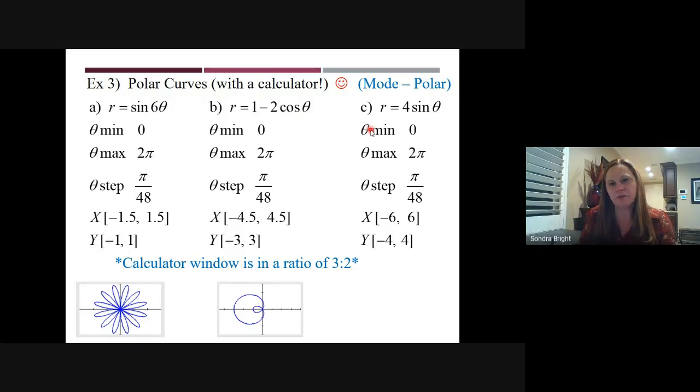And hopefully before you hit enter, you just have 4 sine of theta, which is a single circle. Your diameter will be 4. Right? And then sine means above, and it's a positive 4, so it'll be above. And there you go. It's got a radius of 2 and a diameter of 4.